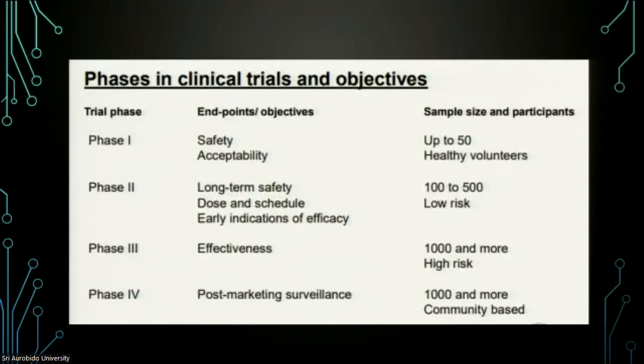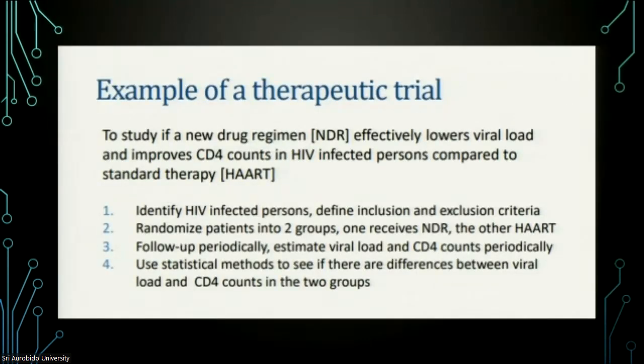These are different phases of clinical trials. Clinical trials phase 1, 2, 3, 4 में होता है. 1 में हम healthy volunteers को देते हैं up to 50, in which only safety and acceptability has been studied. In phase 2, 100 to 500, in which long-term safety, dose schedule, and early indications of efficacy are studied. In phase 3, we go from 1,000 and more, and in this we take high-risk patients. इसमें हम effectiveness देखते हैं, and phase 4 is nothing but our post-marketing surveillance.